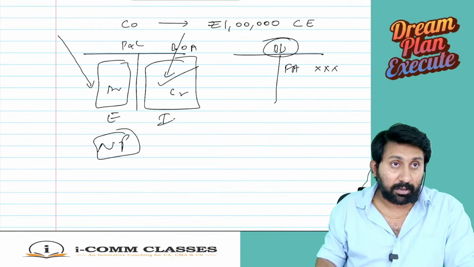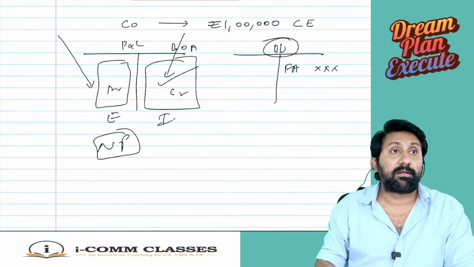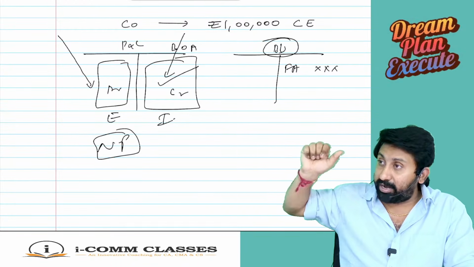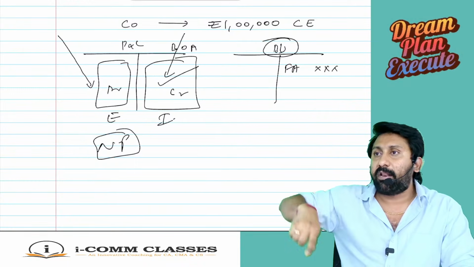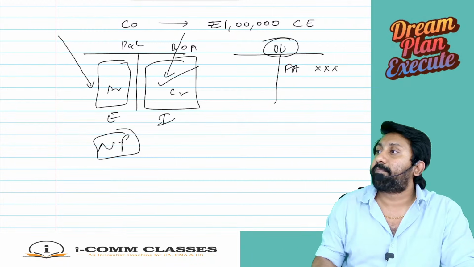Question number 1: I purchased a fixed asset. Where will it come, P&L or balance sheet? It will go directly to the balance sheet, it won't come to P&L. Why won't it come? Why does raw material come to P&L? Fixed asset won't come to P&L.